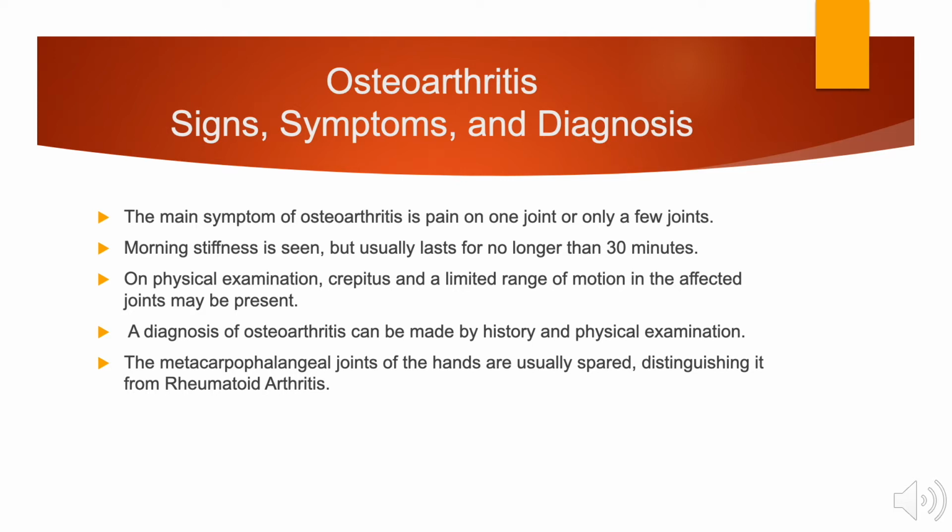A diagnosis of osteoarthritis can be made by history and physical examination. Now, the metacarpophalangeal joints of the hands, also known as the knuckles, are usually spared. This distinguishes it from rheumatoid arthritis.